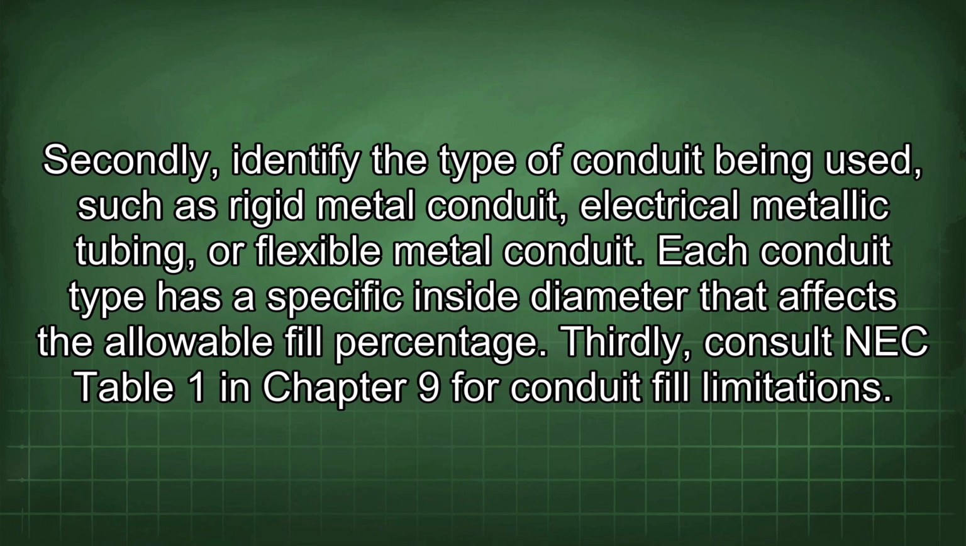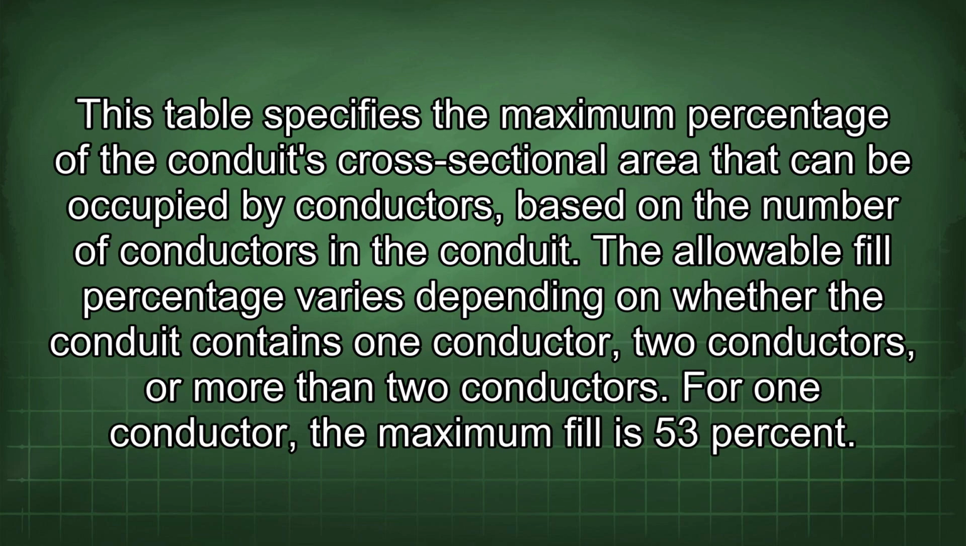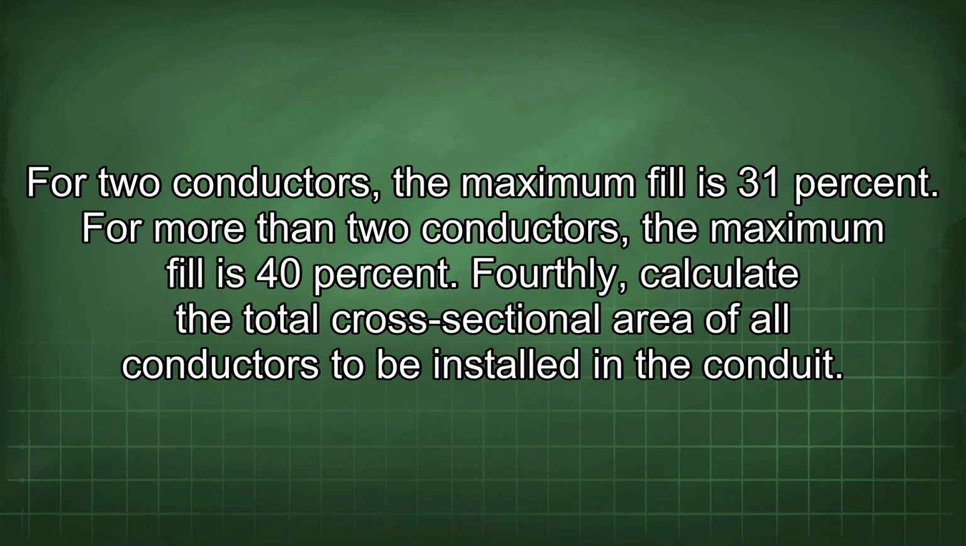Thirdly, consult NEC Table 1 in Chapter 9 for conduit fill limitations. This table specifies the maximum percentage of the conduit's cross-sectional area that can be occupied by conductors based on the number of conductors in the conduit. The allowable fill percentage varies depending on whether the conduit contains one conductor, two conductors, or more than two conductors. For one conductor, the maximum fill is 53%. For two conductors, the maximum fill is 31%. For more than two conductors, the maximum fill is 40%.